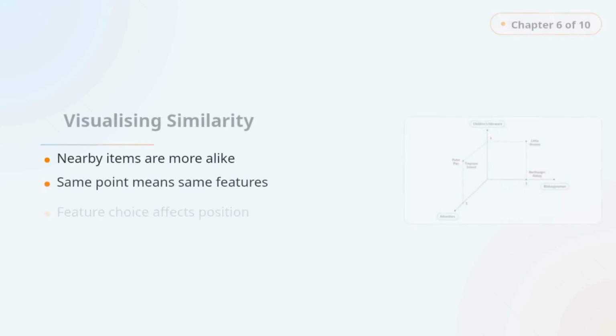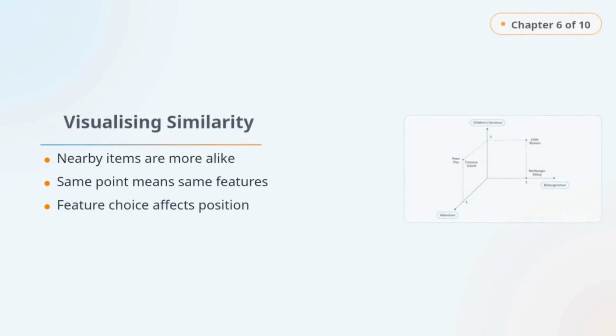When we plot item vectors, distance becomes a visual clue for similarity. If two books sit very close in the feature space, the system treats them as similar. If two items share exactly the same represented features, they may even land on the same point. But remember, the result depends heavily on which features we choose. Add a new feature, and item positions can shift.